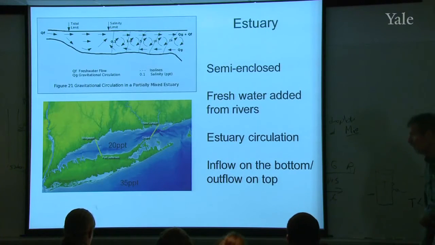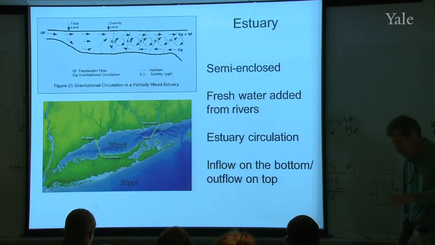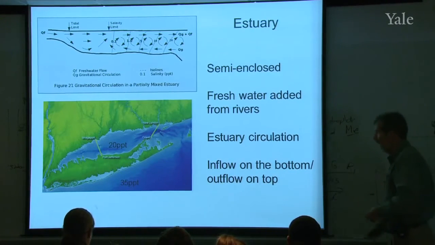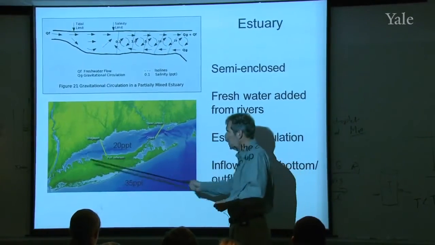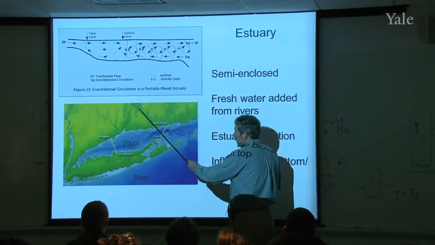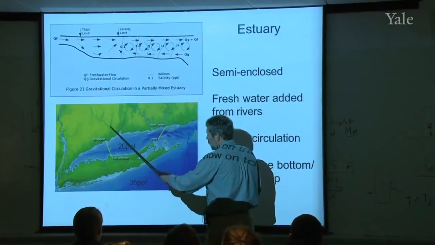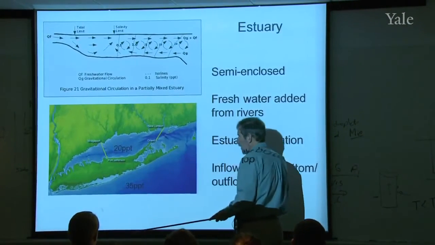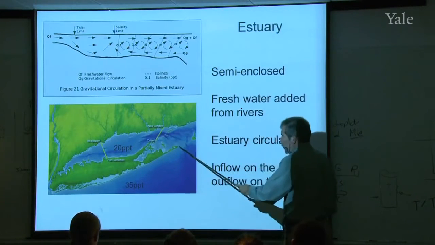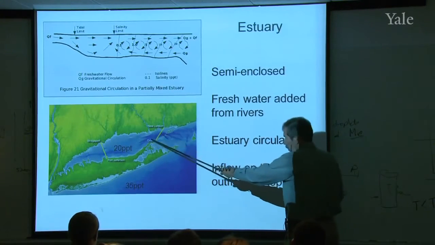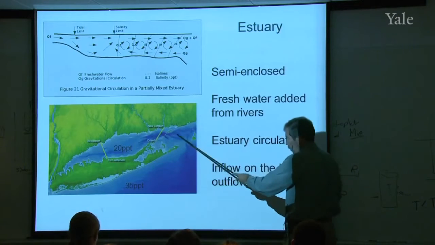A third example is the estuary circulation. An estuary is defined as a semi-enclosed body of water with some connection to the ocean and with freshwater inputs. Long Island Sound would be a good example of that. There are freshwater inputs, the Connecticut River, the Quinnipiac River that we studied, the Housatonic River, and there is a connection to the ocean that goes out through the race here so that you can mix ocean water in and out.